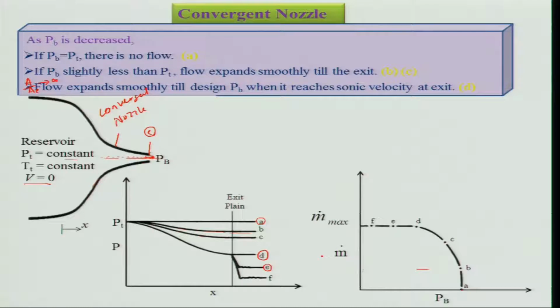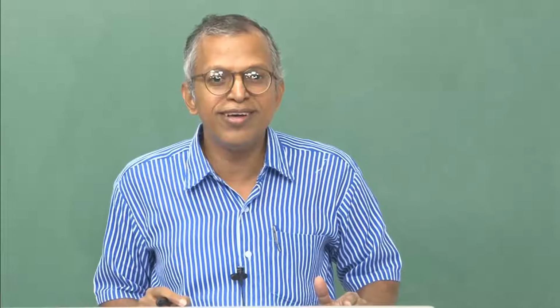Why is it happening? Because at the exit it has reached the Mach number of 1. If it has reached that, then it cannot really sense any change in the back pressure. That means the fluid element in the reservoir upstream of this exit will not sense that there is a change in the pressure, so that fluid elements should feel, okay, let me move.